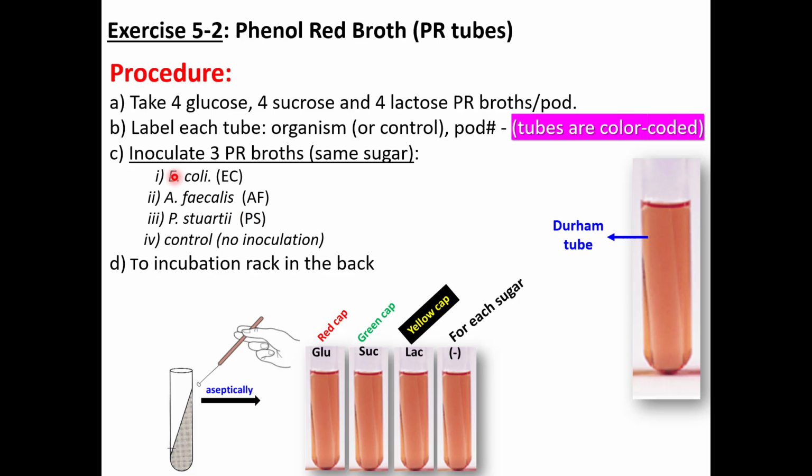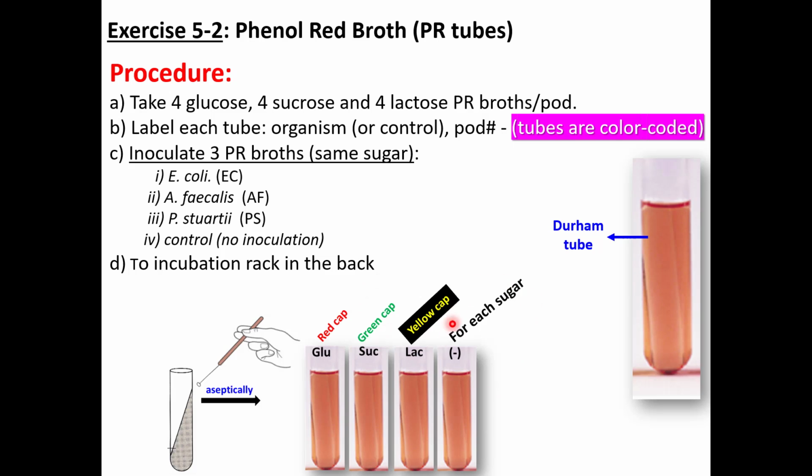Okay, so basically you guys could split the work to do this quicker. Each person could grab 1 bacteria, and let's say you are the one doing E. coli, so you'd have a glucose tube, a sucrose tube, a lactose tube, and then you would aseptically inoculate E. coli in each of them. Okay, so each bacteria would have a set of 3 tubes, 1 for each sugar.